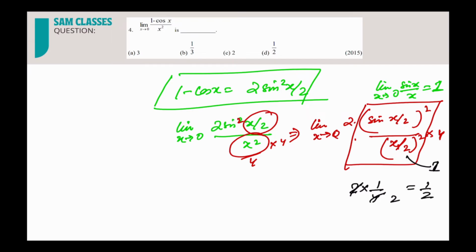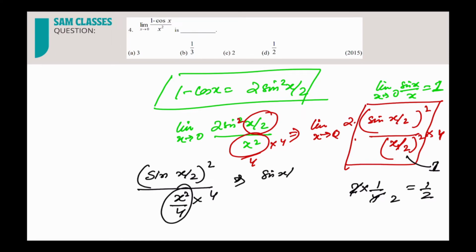Now still, if somebody has any doubt how I got that, I'll again show it. Sine x by 2 whole square I got. I already had x square. So I needed a 4 down. So I multiplied with 4. Okay. Now this x square by 4, I wrote it as sine x by 2 whole square divided by x by 2 whole square into 4. Clear? So now I don't think anybody will have any kind of doubt. Pretty simple. After seeing it, you could have done it directly also. Now one more formula I will give you later, the 1 minus cos mx formula. That also you can use, with m equal to 1.